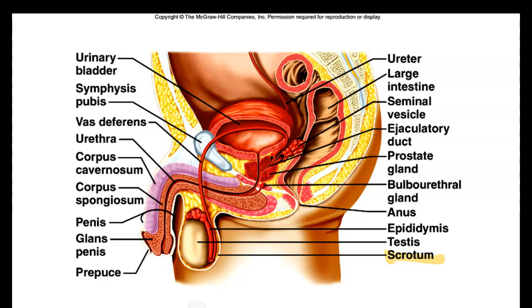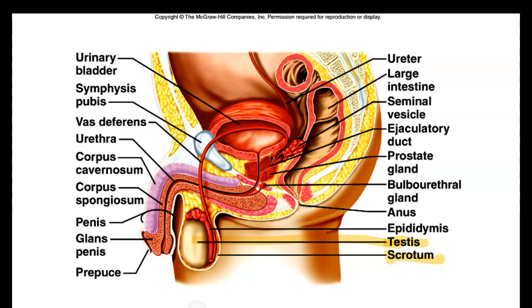The testes inside of the scrotum are going to be basically two oval-shaped glands that are going to produce and store the sperm. So that's going to be these structures here that you see. Those, you only see one from the side, that is a testis. They're also going to help to produce and secrete hormones such as testosterone.